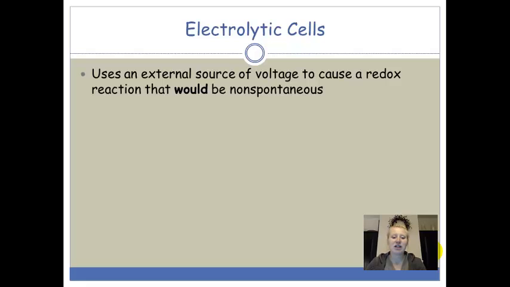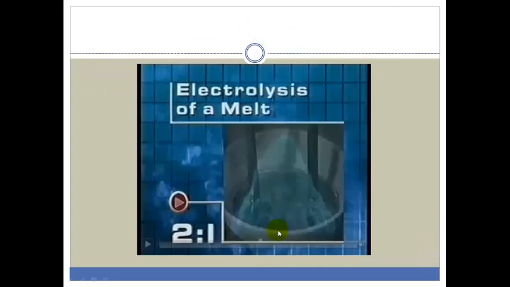And an electrolytic cell uses an external source of voltage, like a battery, to cause a redox reaction that would otherwise be non-spontaneous. So here's a short video on electrolytic cells. Please make sure that you watch the entire thing.